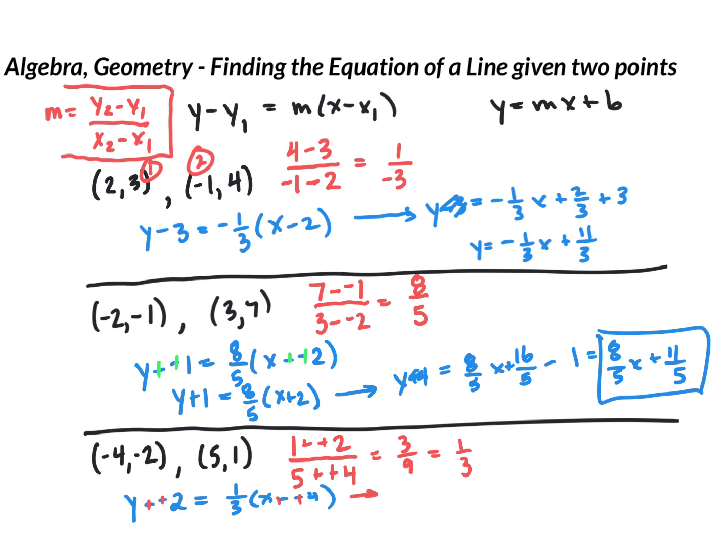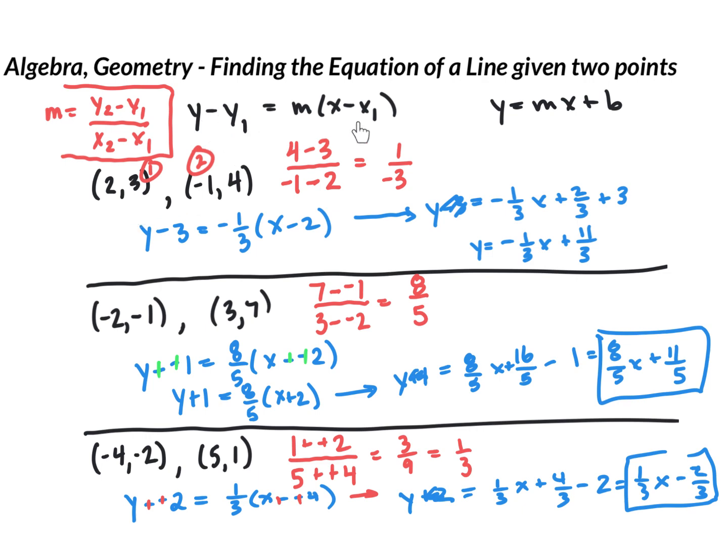And again, if you said, well, I'd really like that to be in y equals form, we've got y plus 2 equals 1/3 x plus 4/3, just distributing the 1/3 through. Subtract 2, which is 6/3. So we'd have 1/3 x minus 2/3, like that. Okay. Again, there's nothing special about which point I picked. For the ease of it, I just always pick the first point.